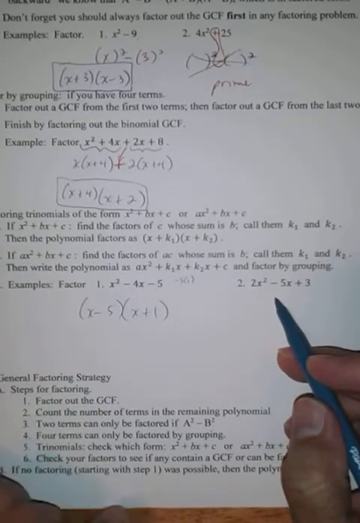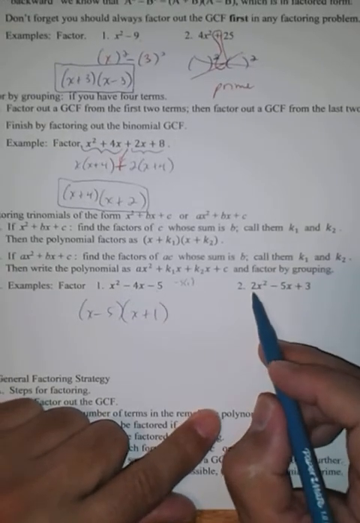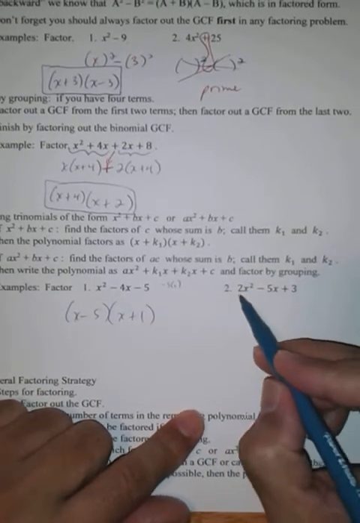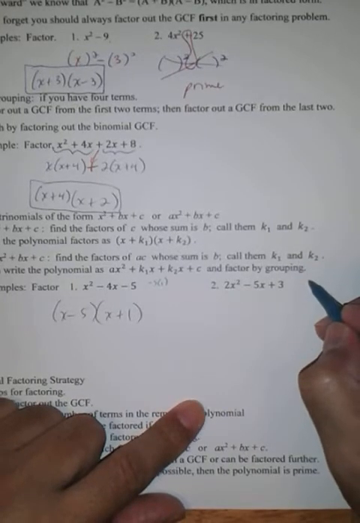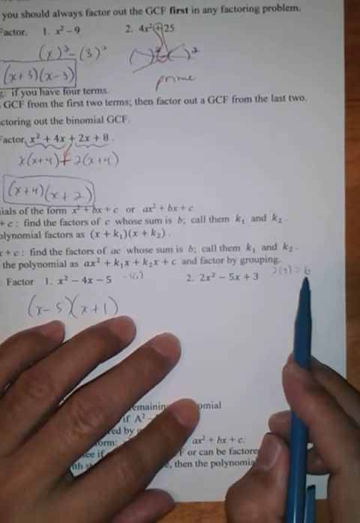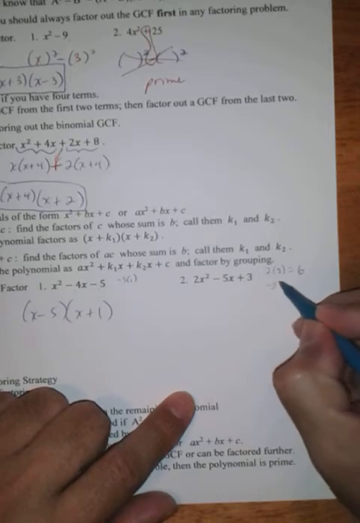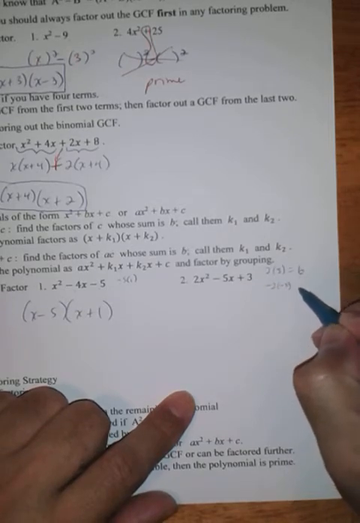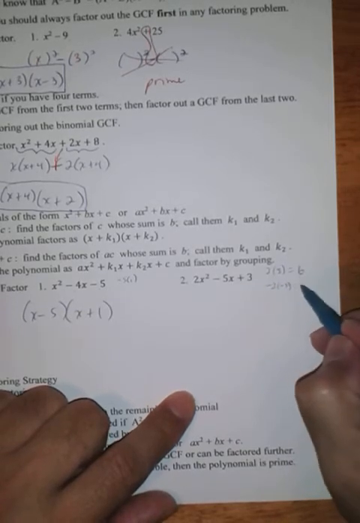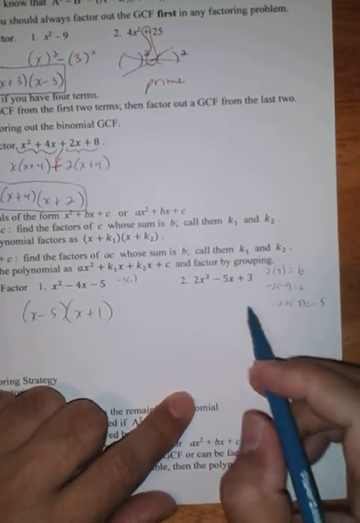All right, let's try the next one. So if I try to get a GCF, there isn't any. And it's ax squared plus bx plus c. So I multiply 2 times 3, that's 6. And then I'm going to look for the factors of 6 that add up to -5. Well, it turns out that's -2 times -3. Equals 6, and -2 plus -3 equals -5. So those are the right ones.